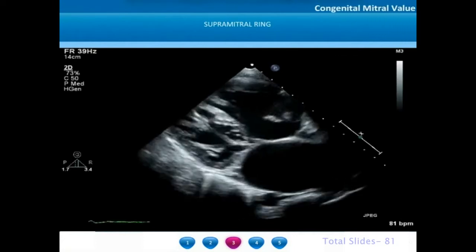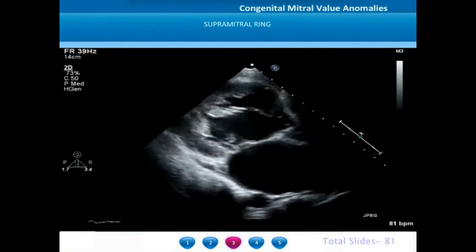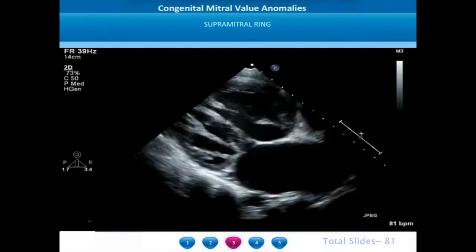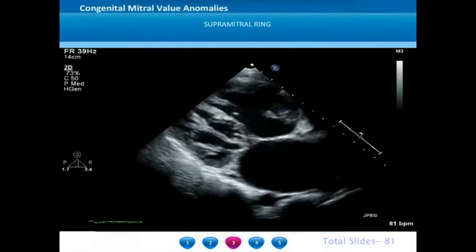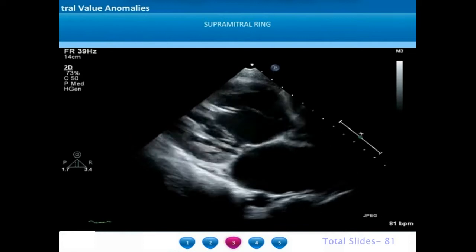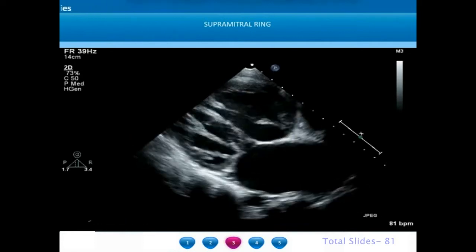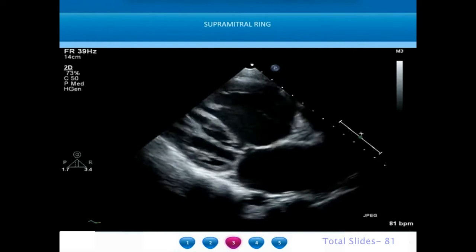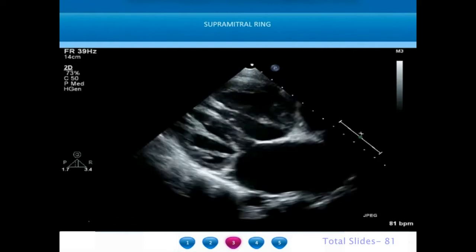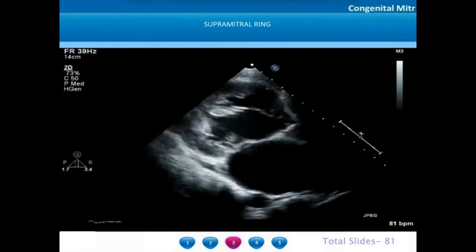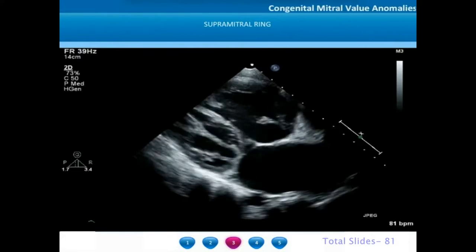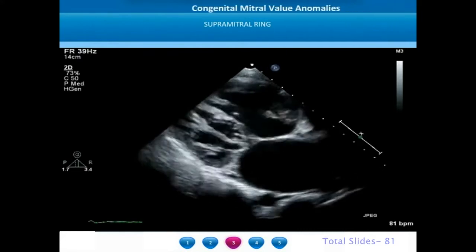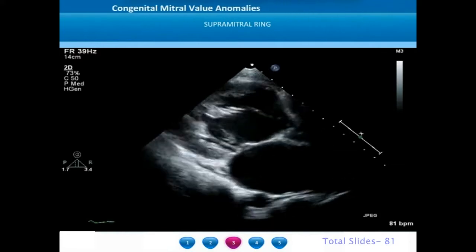Supramitral ring refers to a membrane that is attached to the region of the mitral annulus and protrudes into the mitral inflow, thereby restricting the effective valve area. In this parasternal long axis view, we can see a thick membrane that is attached to the basal portions of the mitral valves and causing an inflow obstruction.